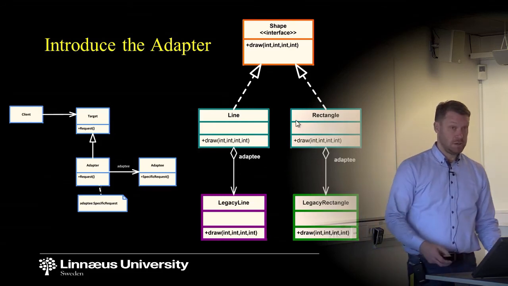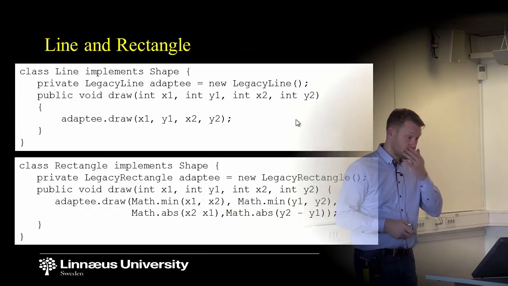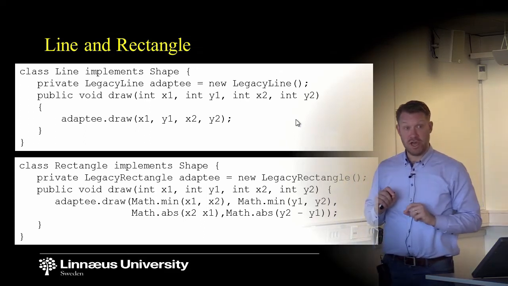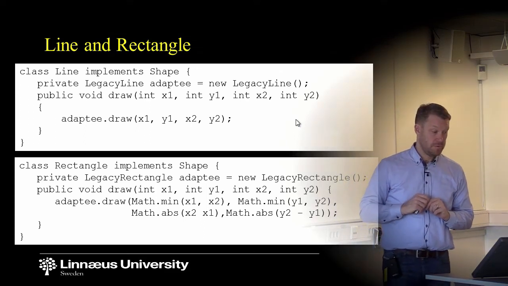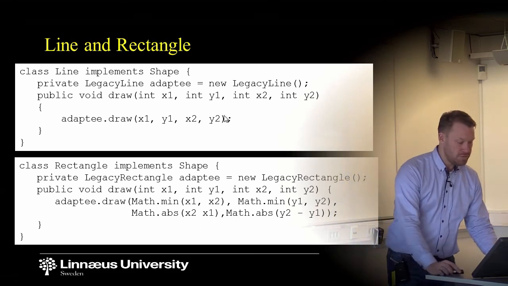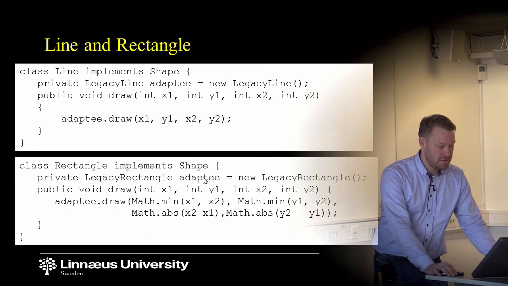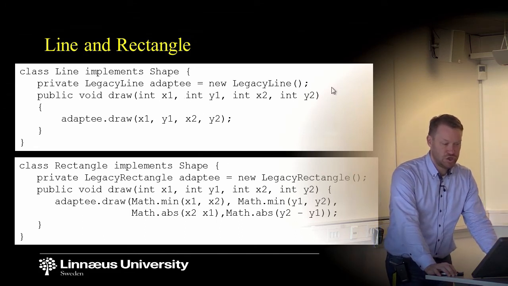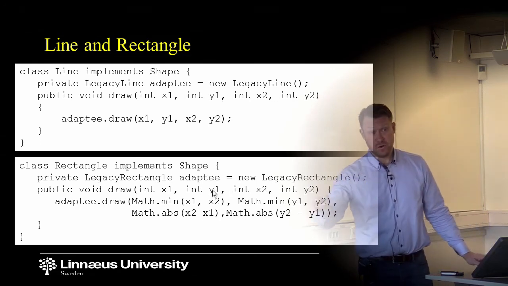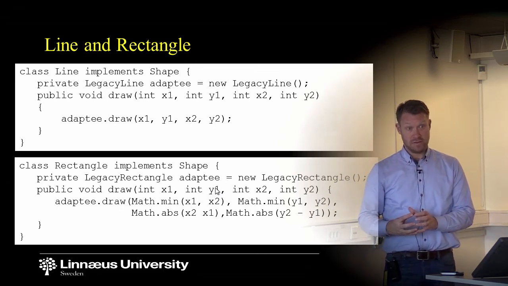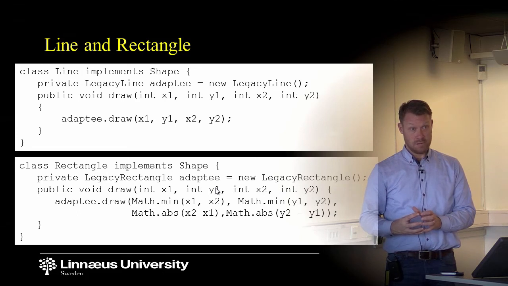So let's have a look at the code. You can see that both the line and the rectangle now implement the shape interface. And you can see that we do some tweaking down here. We adapt so that this call here, defined by the shape interface, is mapped to the specific request in the legacy line and legacy rectangle.